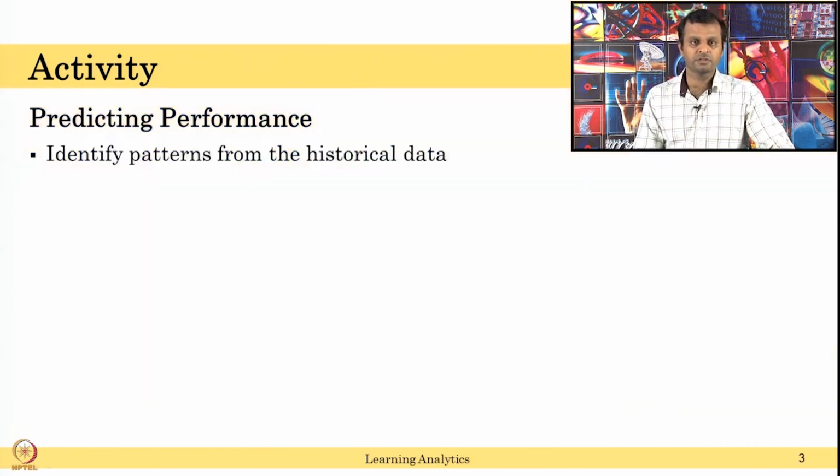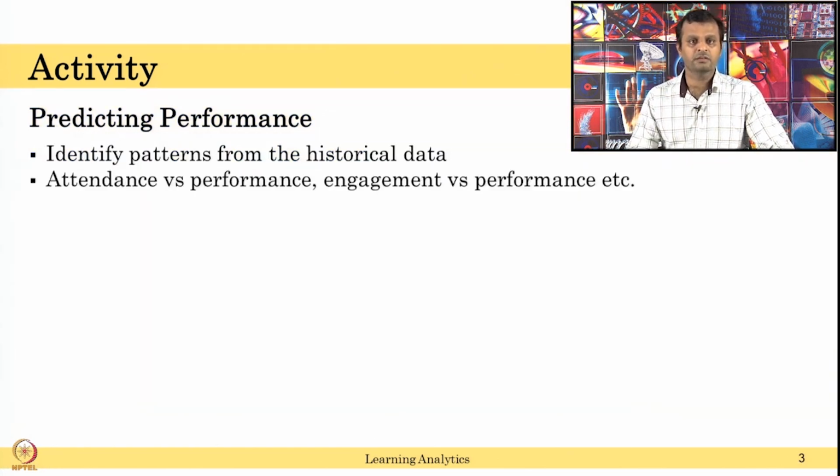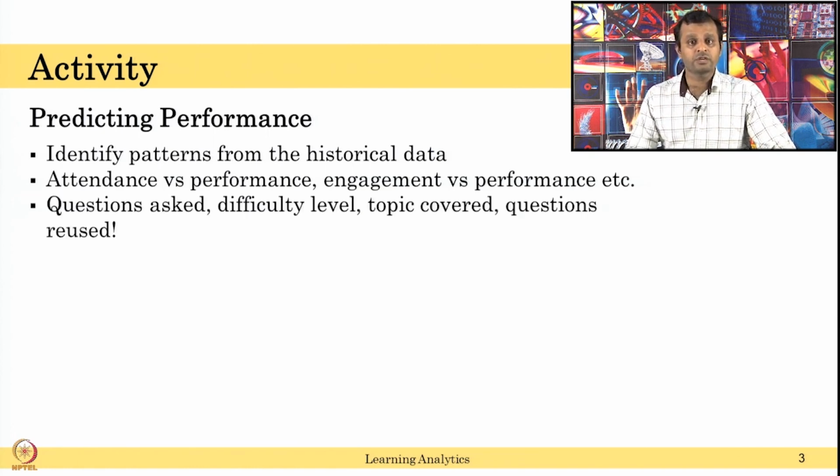Predicting performance requires identifying patterns from the historical data, and you can use attendance versus performance or engagement versus performance. You can do those kinds of data picking. You can also talk about questions asked, difficulty level of each question, topics covered, say you covered 4 topics, how much time you took to cover the topics, questions reused. All these things can also be considered for the prediction. Other data can also be used.